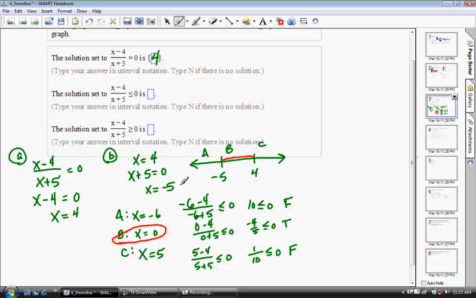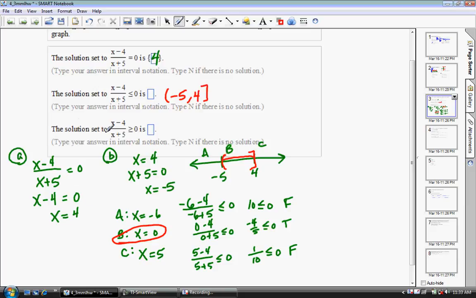So where the denominator is equal to 0, you're always going to have a parenthesis, which is at negative 5. But at the 4, that equals 0 there, so we're going to have a bracket. So our solution would be from negative 5, 4 with a bracket.